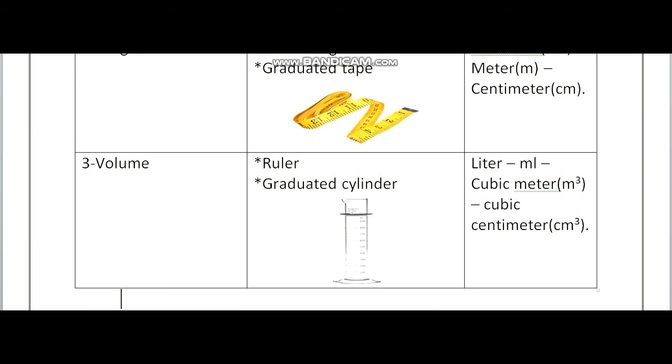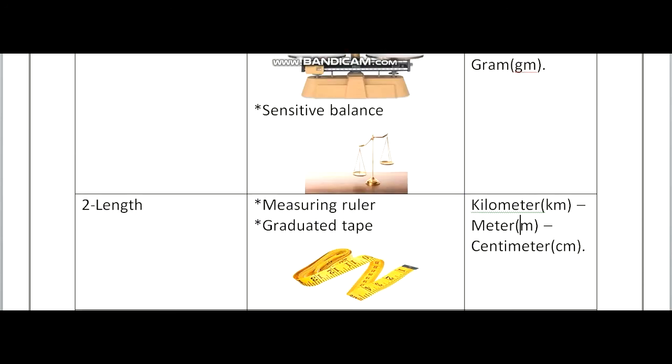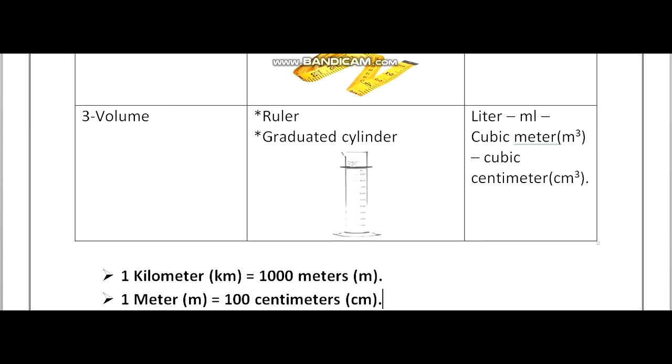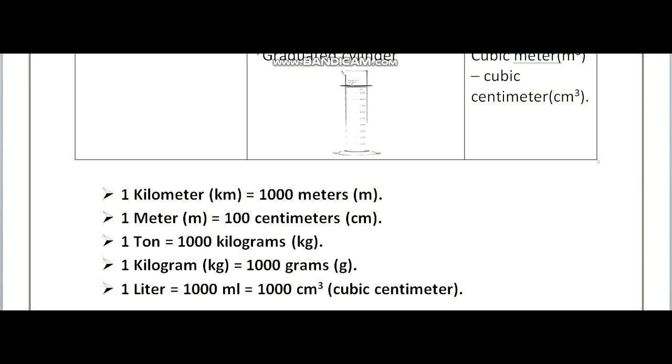Okay. The last one, cubic centimeter. Cubic centimeter is the measuring unit of small volumes. Again, cubic centimeter is a measuring unit for small volumes.